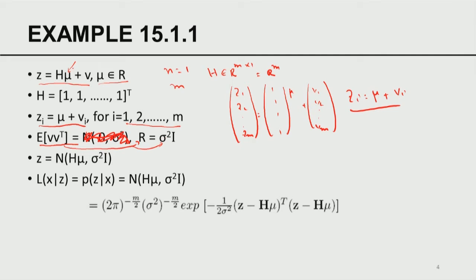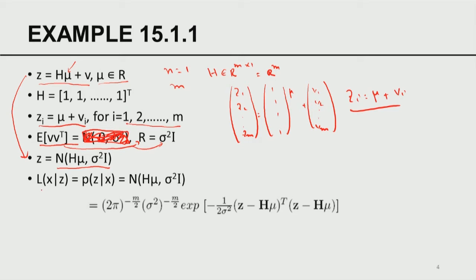So h mu is a constant, v is a random vector. If I add a constant to a random vector, it essentially shifts the mean. So the distribution of z is given by normal with mean h mu and covariance sigma square I. So everything is right, but this should not be here. I am sorry, I will correct this later. I hope that is clear now.